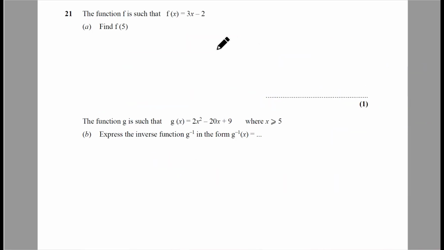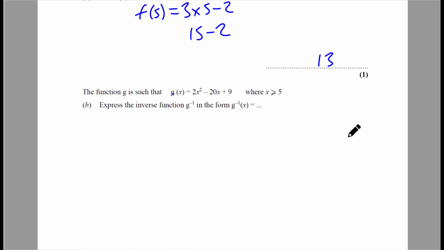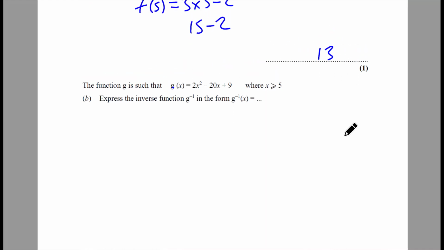Right, functions. f of x equals this, find f(5). So that means we just swap 5 for the x. So f(5) is going to equal 3 times 5 minus 2. That's 15 minus 2, so that's 13. That's your easy 1 mark there. Part B.